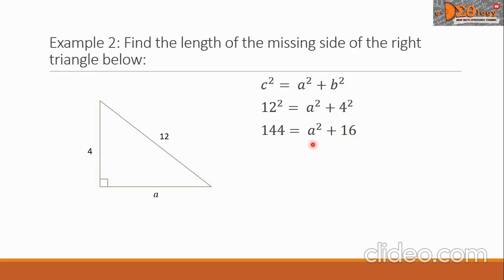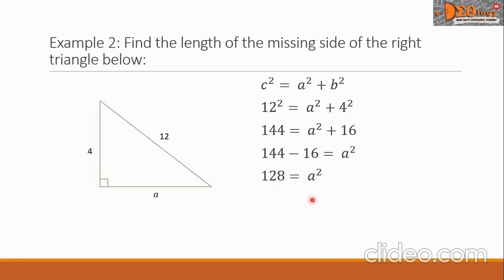We want this a square to be isolated. The positive 16 we will transpose on the left side. We will not forget that the sign must be changed. So the positive 16 becomes negative 16 on the left side. So here now is 144 minus 16 equals a square. Simplifying this, we have 128 equals a square.